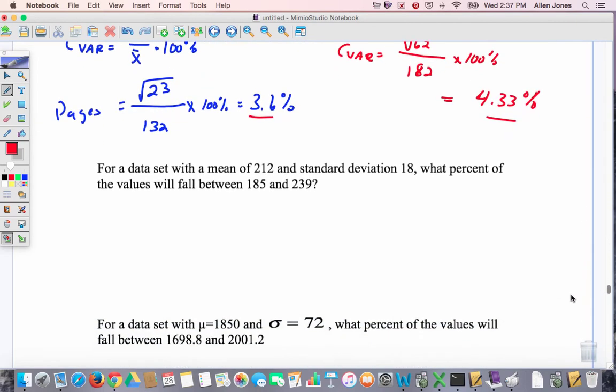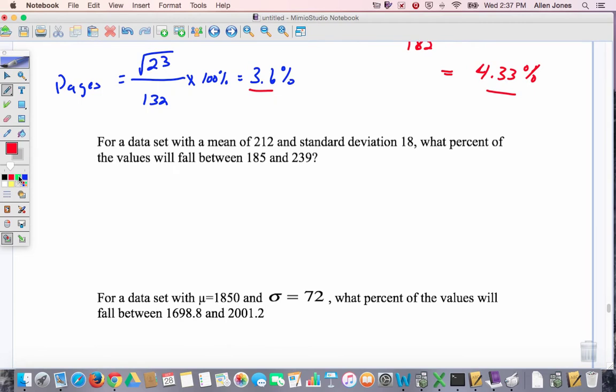Okay, so there are two examples on our coefficient of variation. From here, our data set has a mean of 212 and a standard deviation of 18. What percent of the values will fall between 185 and 239? Since it doesn't say anything about being normally distributed, we use Chebyshev's theorem. So my mean is 212, and I want to find what percent fall between 185 and 239.